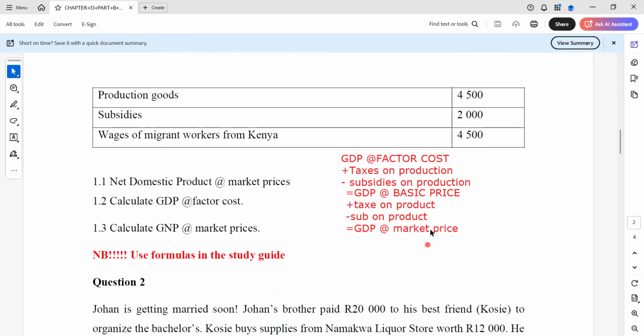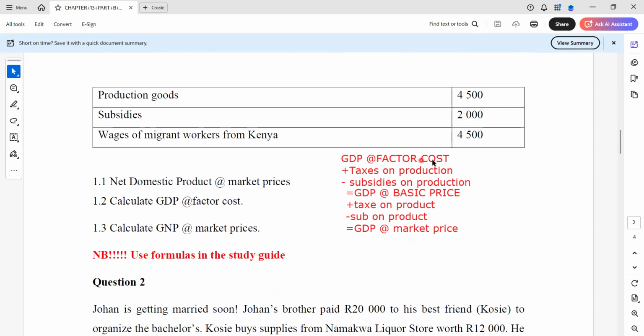And this is the price that me and you, when we go to the shop, are going to pay when we buy these products, right? And the price that we're going to pay, obviously, is inclusive of tax, which can be like VAT. You understand? So now here they ask us to calculate GDP at factor cost.